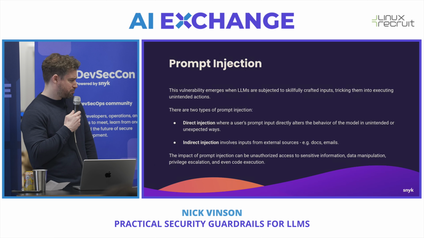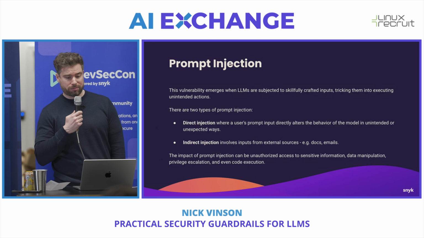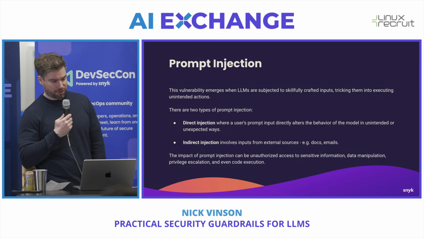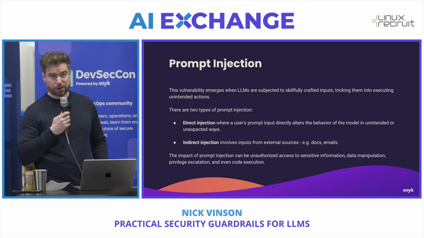The impact of prompt injection can be wide-ranging, but it's based on what data and downstream systems the LLM has access to. Examples can be information disclosure, privilege escalation, and even code execution.